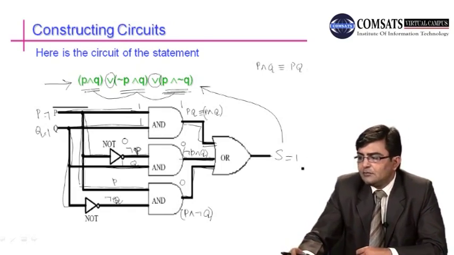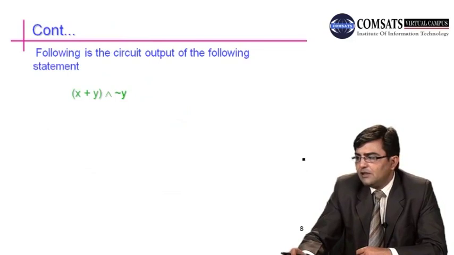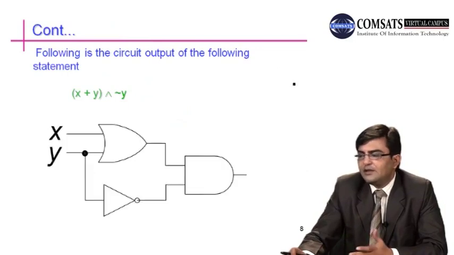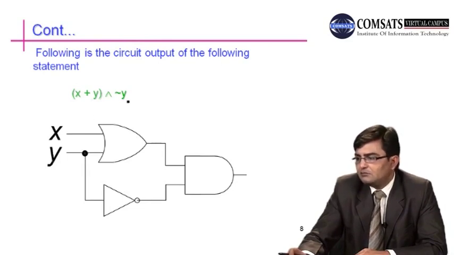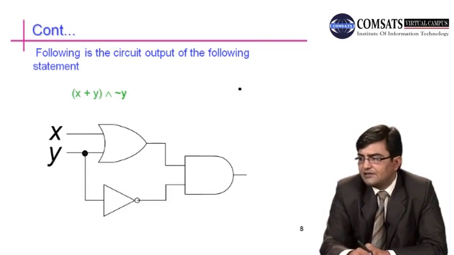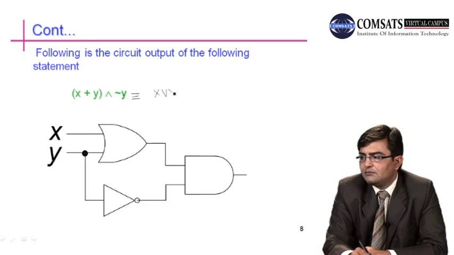Next, we shall see another example, a simple example here: construct the circuit for the output of the following statement, (x + y) and not y. This is basically logically equivalent to (x or y) and not y, basically this.